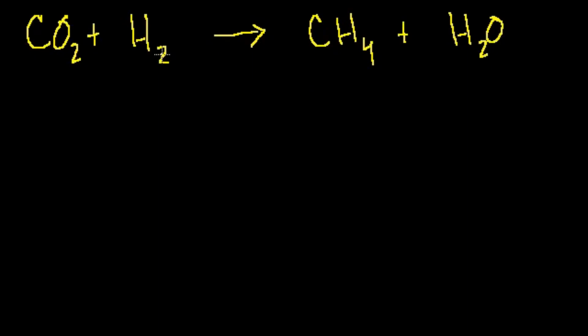Carbon dioxide plus hydrogen gas yields methane plus water. So let's deal with the carbons first. I have 1 carbon here, 1 carbon there. The carbons look happy. Let's look at the oxygen. I have 2 oxygens here, I have 1 oxygen there. So I want 2 oxygens there, so let me stick a 2 there. And then let's deal with the hydrogens last, because this is the easiest one to play with, because it doesn't affect any of the other atoms.